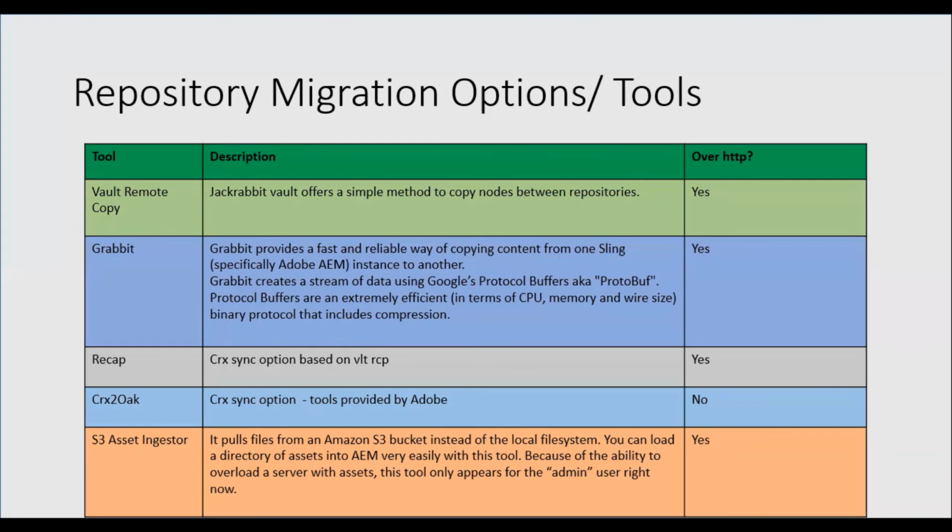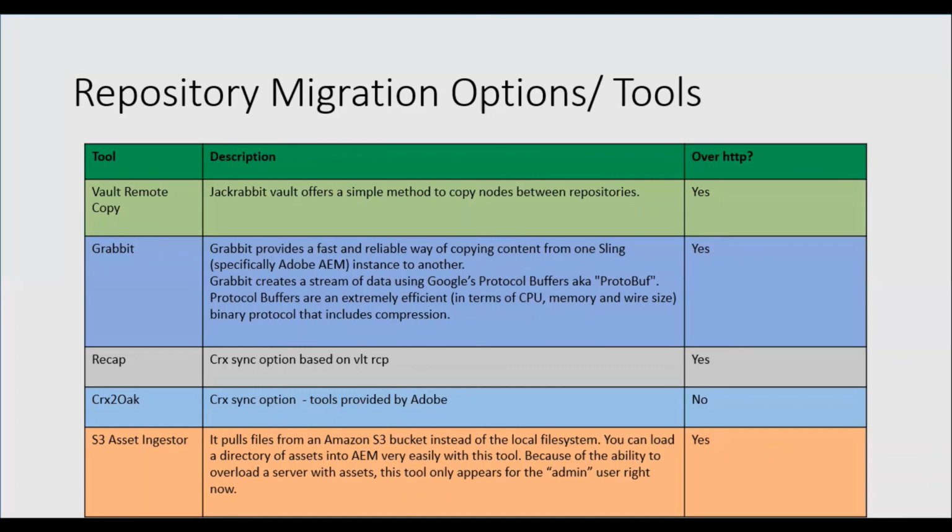A third tool is called Recap. This is a CRX sync option based on Vault RCP. This tool also works based on HTTP. Another tool is called CRX2O. This is basically a CRX sync option and a tool provided by Adobe. This is not working based on the HTTP protocol.